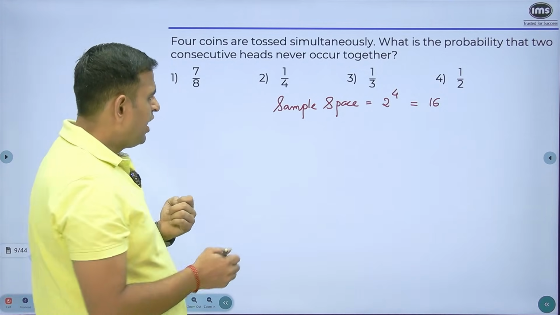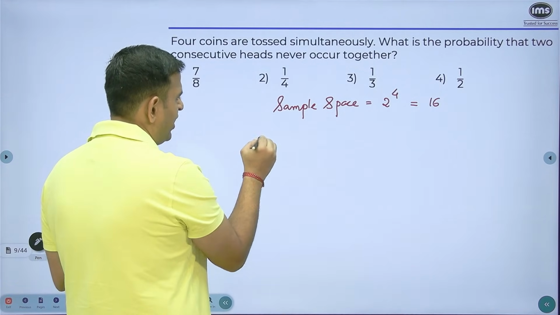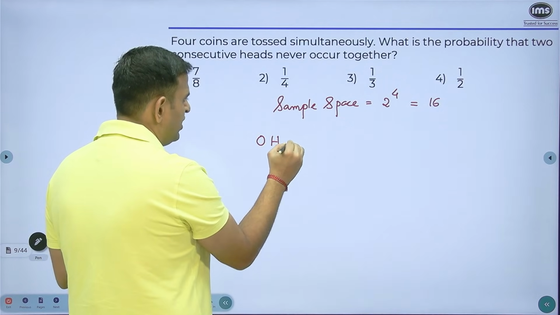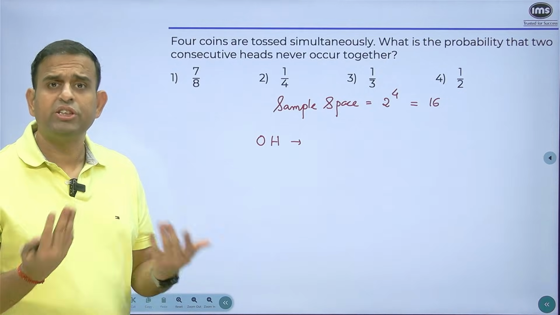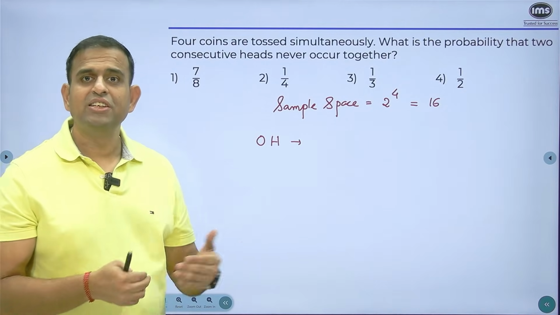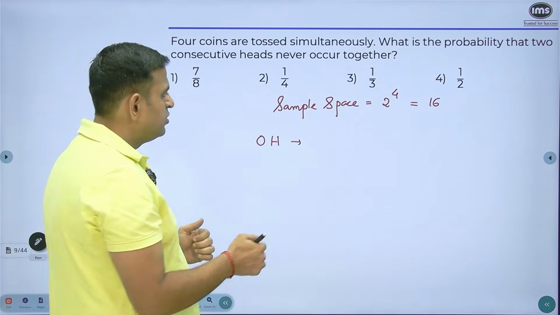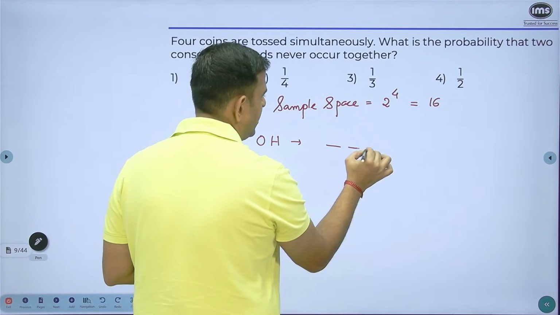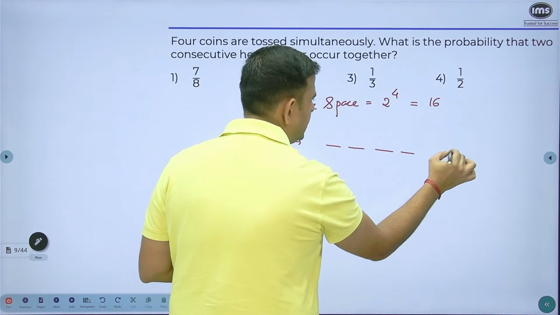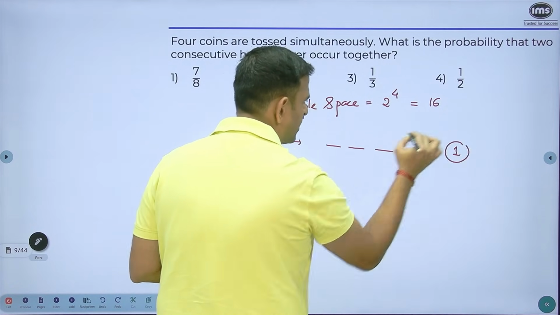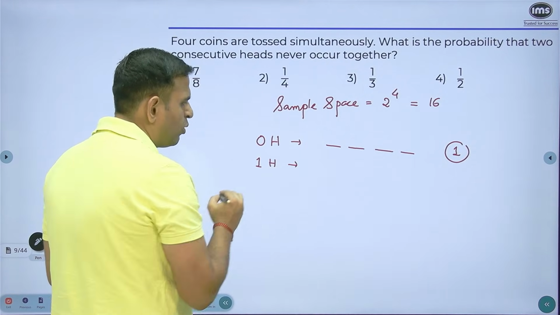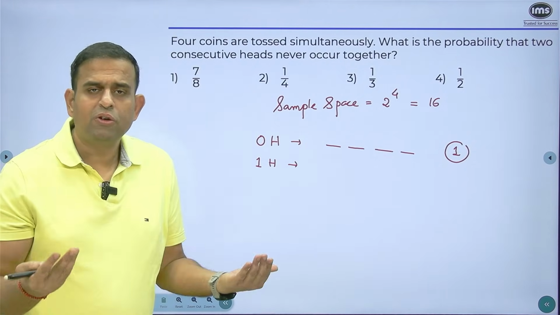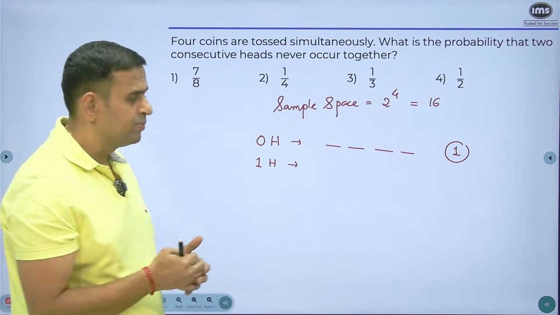So over here, I will find the case of 0 head. Obviously, if I have 0 head, this condition will never be violated because there won't be any head. So there's no question of two consecutive heads appearing together. So 0 head basically would mean only one case, where all the 4 places turn out to be T. Then again, if I have 1 head out of the 4, then also there can't be a possibility of 2 heads being together.